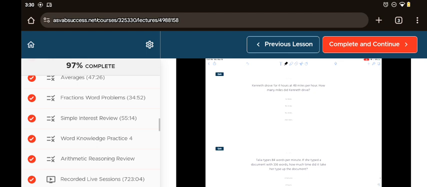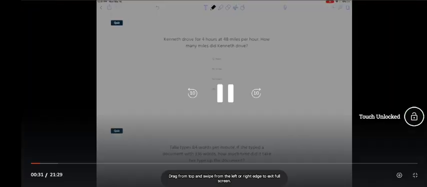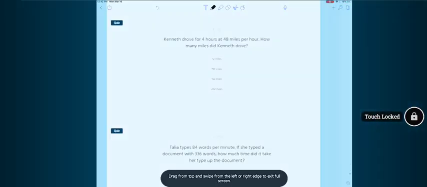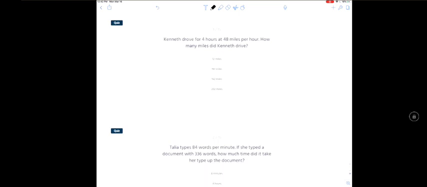So let's look at number 1. It says Kenneth drove for 4 hours at 48 miles per hour. How many miles did Kenneth drive? So the way I like to show rates is to use the same two fractions equal to each other that we use for percents. And the reason I like to show this is because you already know how to work with two fractions equal to each other. It's easy to cross multiply and you're done. Okay, so I'm going to keep showing it to you like that.